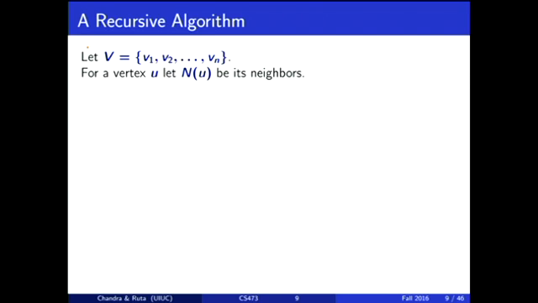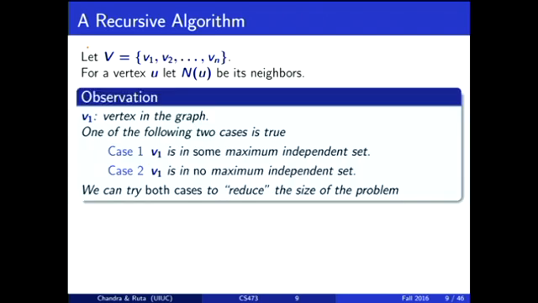So here is what you do. You take an arbitrary vertex v1. There are two cases. I want to find the maximum independent set which contains this vertex v1, and the maximum independent set which does not contain this vertex v1, and then I'll take the max of those two. That's the right answer.